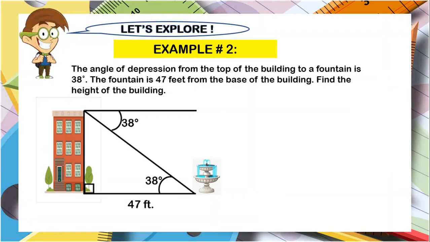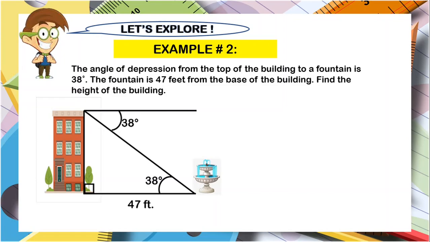Let's have another example. In this given problem, the angle of depression from the top of the building to a fountain is 30 degrees. The fountain is 47 feet from the base of the building. Find the height of the building.